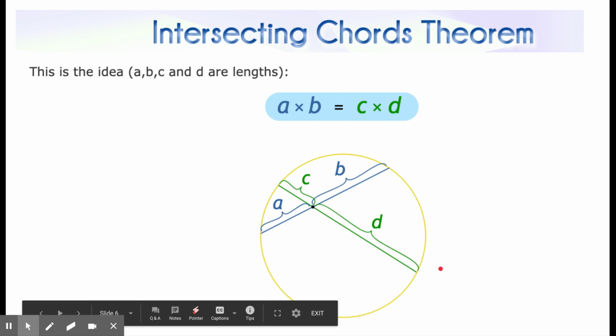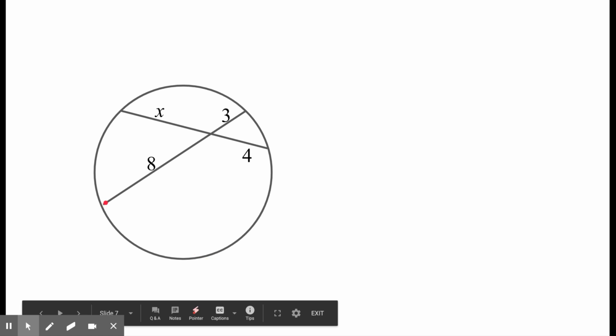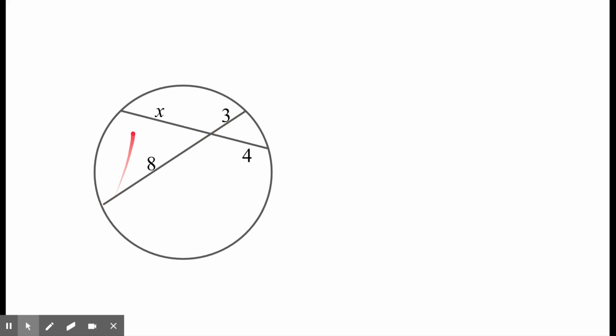Let's look at an example of this. Here we have a chord that has a length of 11. One part is 3 and one part is 8. And here we have a chord with a length of x plus 4. One part is 4 and one part is x. We can set this up into an equation so that it says 8 times 3 equals 4x. Multiply this out, 24 equals 4x, divide by 4, and x equals 6.